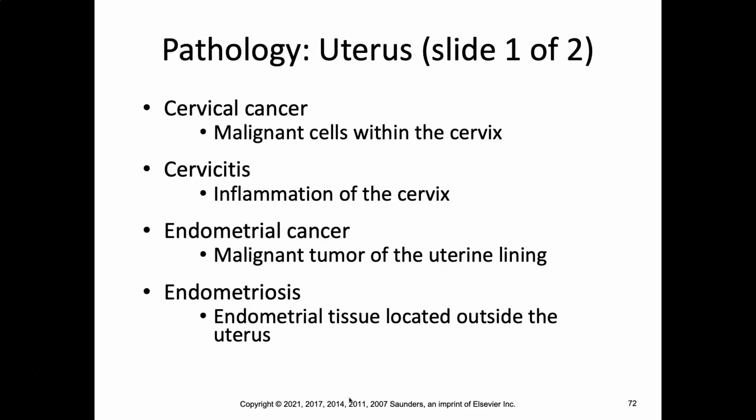Okay, let's talk about pathology. What happens with the uterus? You can have cervical cancer, you can have cervicitis, which is inflammation, endometrial cancer, endometriosis. That's where endometrial tissue all of a sudden starts growing outside the uterus. It just shows up somewhere there in the pelvic cavity. It just starts growing all on its own. And it's a very unfortunate and painful condition. I have a friend who has that, and it's really tough. There's a lot of bad side effects to that one.